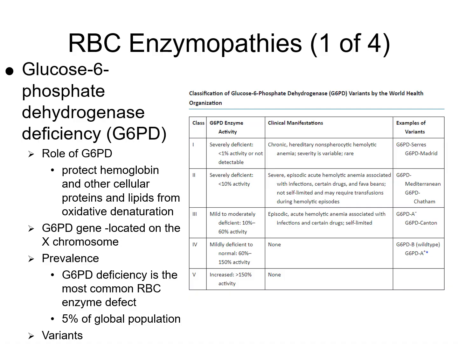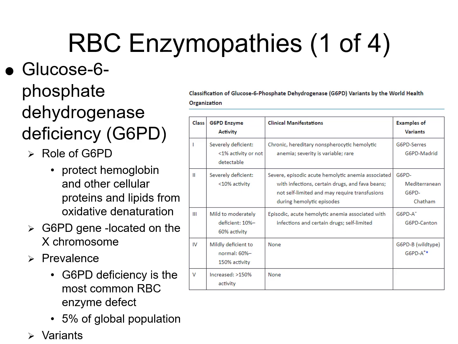So red blood cell enzymopathies. We have the glucose-6-phosphate dehydrogenase deficiency, or G6PD. The role of G6PD is to protect hemoglobin and other cellular proteins and lipids from oxidative denaturation. It maintains redox balance in the red blood cells by generating NADPH, which helps regenerate or reduce glutathione.